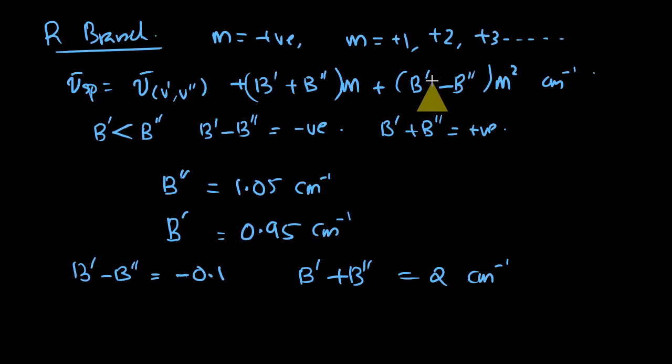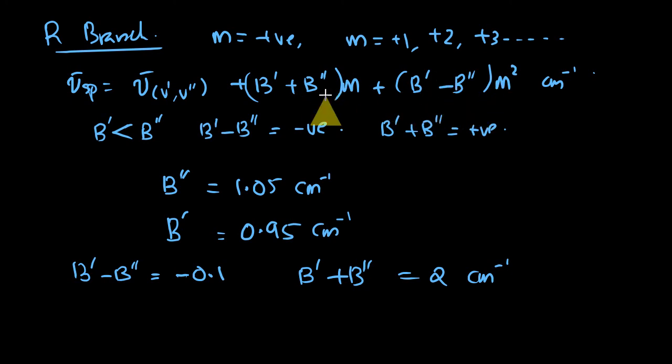And in the other column, I am going to calculate B prime minus B double prime into M square. Okay, why is it like that? Because this is our expression, B prime minus B double prime into M square. This is a term in our equation.